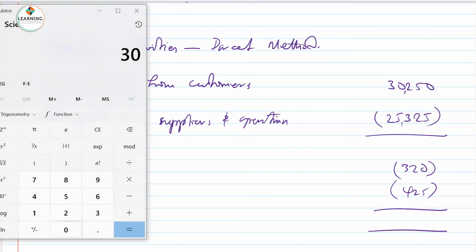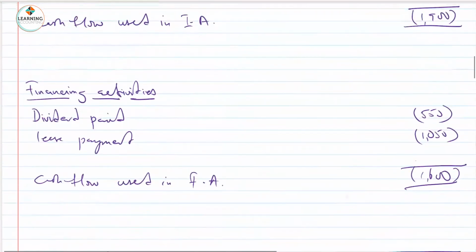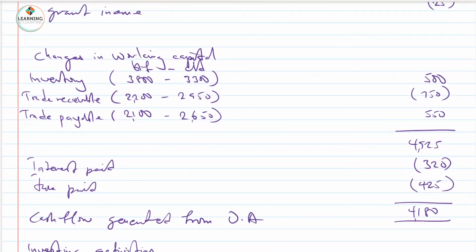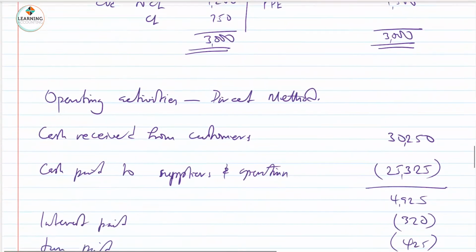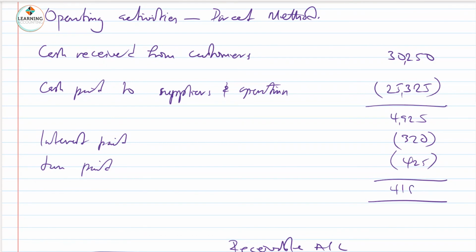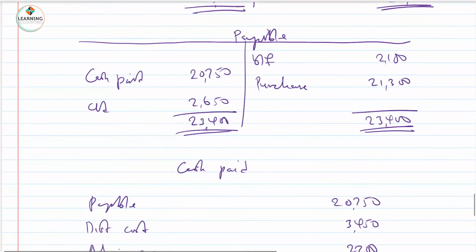So we have 30,250 minus 25,325, and that gives us 4,925. Because if we come back to the other calculation we did there, you can see 4,925 as well. Therefore, we have this to be 4,180, and that's that in respect to the direct method. So we have direct method and indirect method, and we've treated them with this particular question.